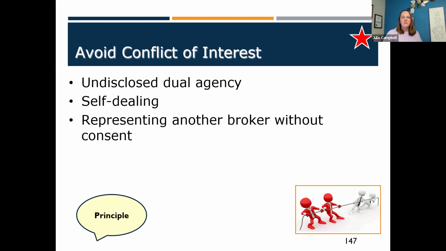Another example, maybe you've been doing residential sales for years and years. And then all of a sudden you get an opportunity to do commercial. You don't want to give up residential, but you want to dabble in commercial. Maybe your residential firm only does residential and you find a commercial firm that only does commercial. Could you be affiliated with a residential and a commercial firm? Sure, as long as you have consent of both.